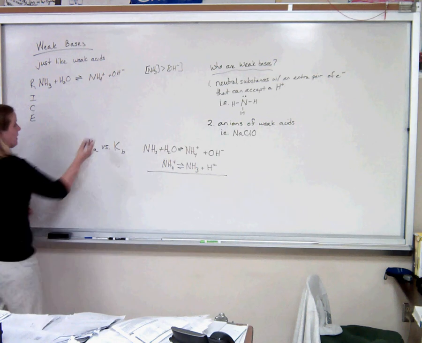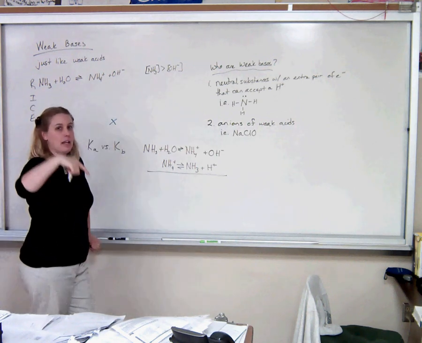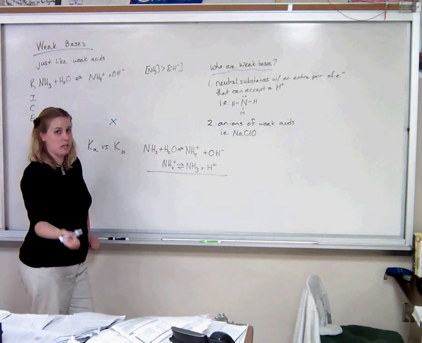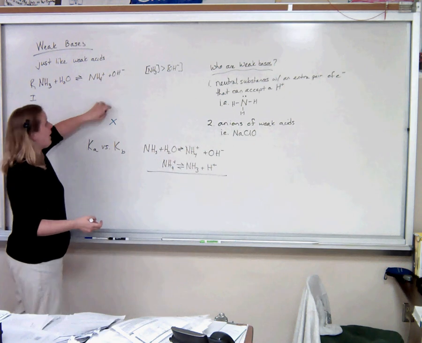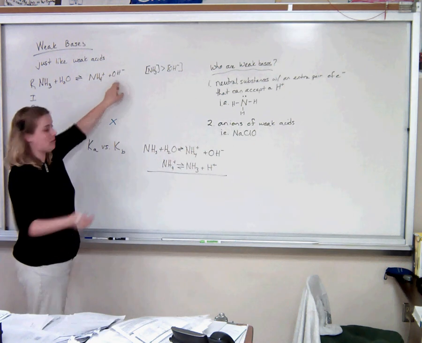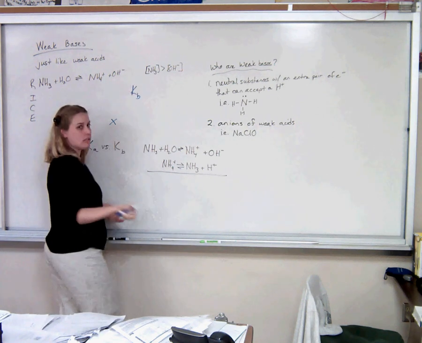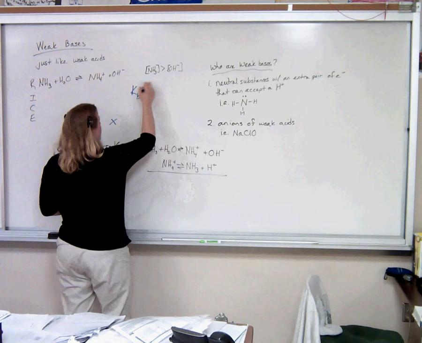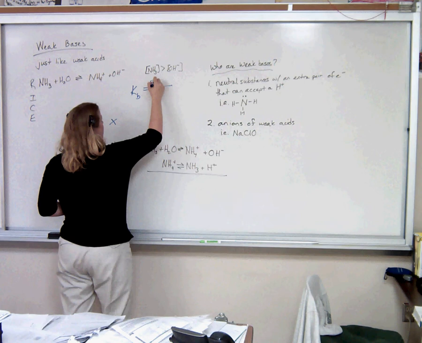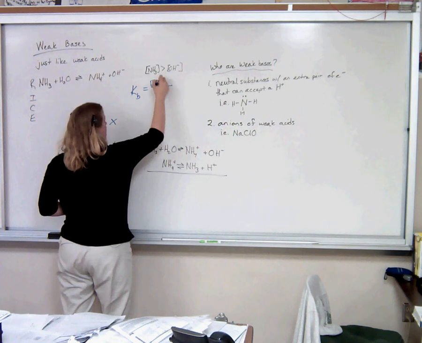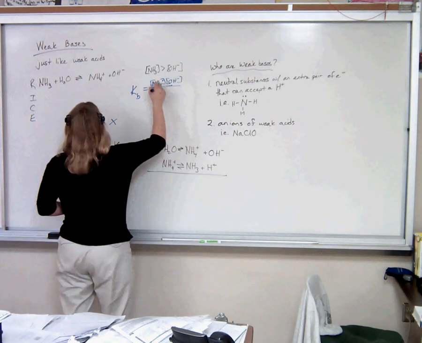When we found X for the weak acid, X was the hydrogen ion concentration. We took the negative log of that and got our pH. When we find X in this case, X is the hydroxide ion concentration. So instead of writing a Ka, we're going to write a Kb, which just means the base equilibrium expression. And so that is going to be our ammonium times our hydroxide over our ammonia.